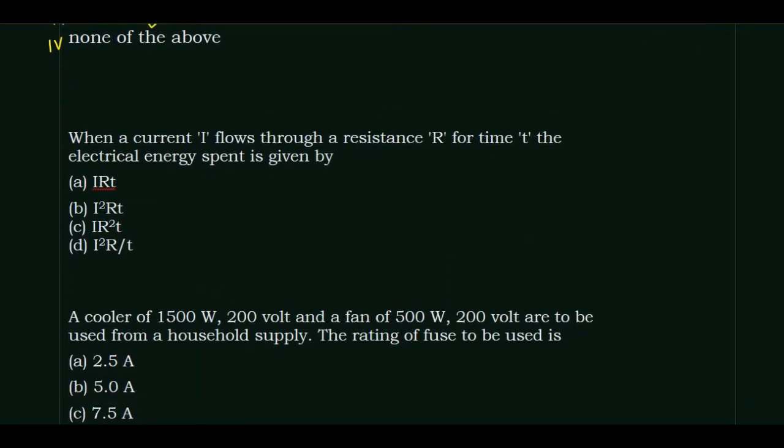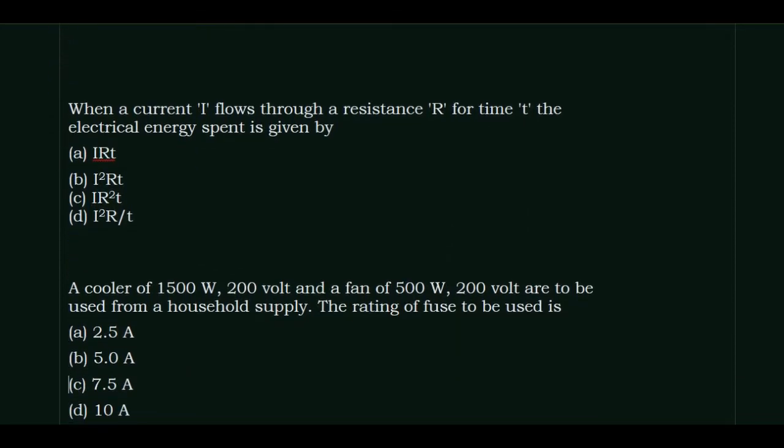In the next one, when a current I flows through a resistance R for time t, the electrical energy spent is given by... I think this is also a very simple question. When a current I flows through a resistance R for a time t, I is current, R is resistance, flowing for time t. Electrical energy spent means heat produced, they are all the same thing. So the heat H will be I square RT, Joule's law of heating. So the correct answer will be I square RT.